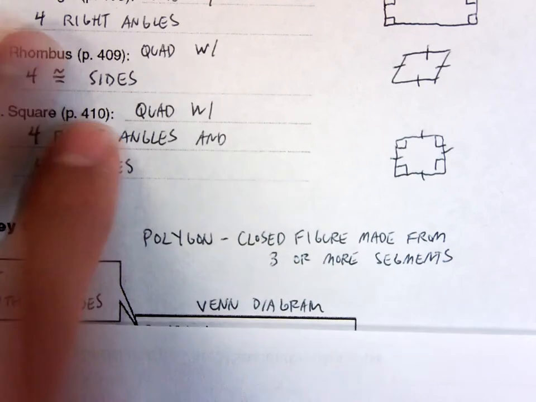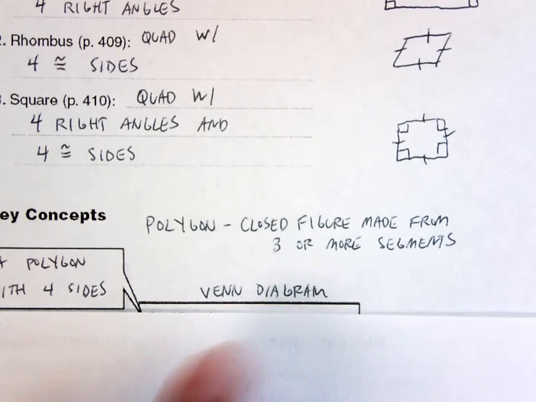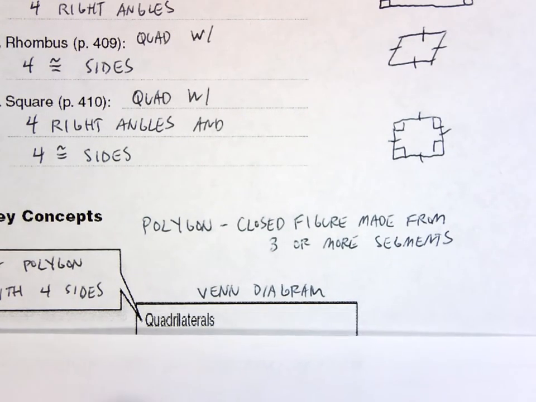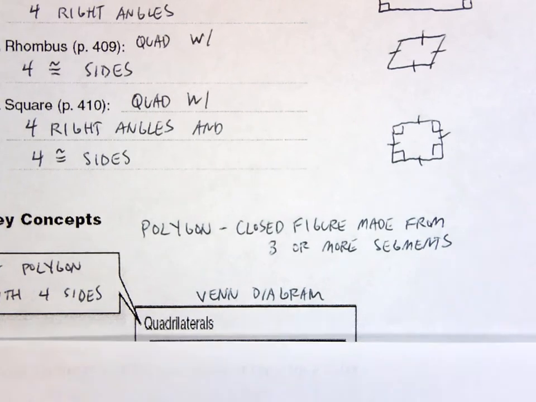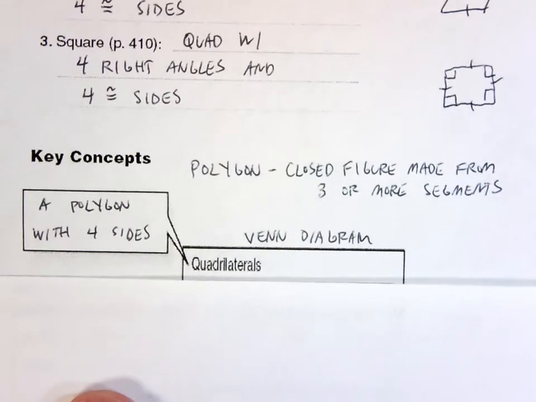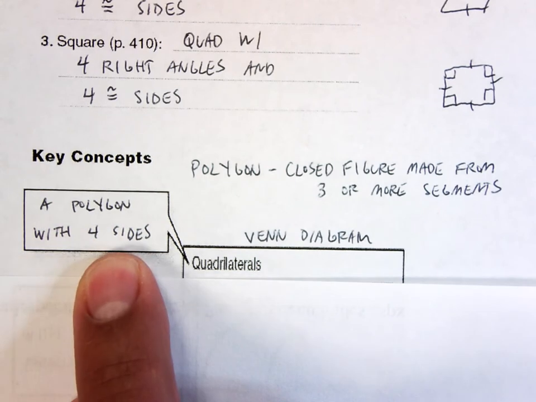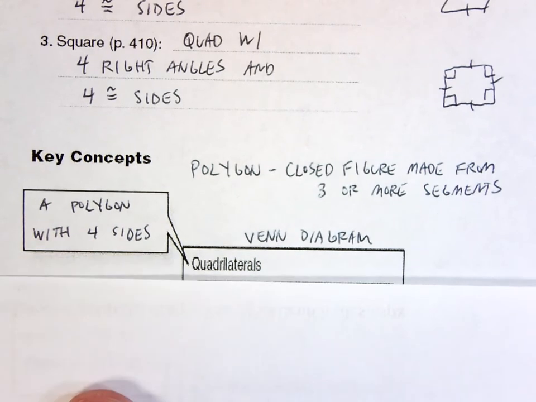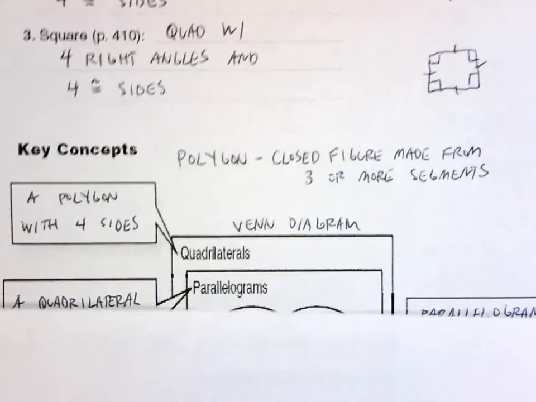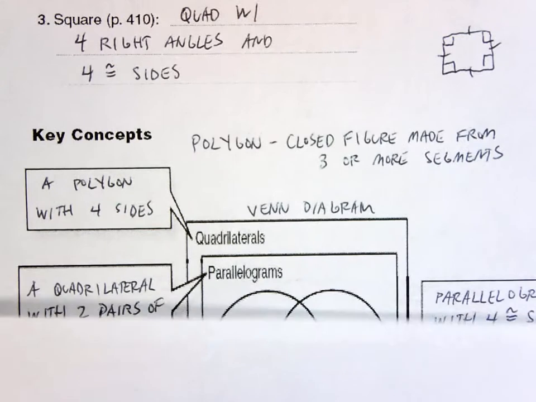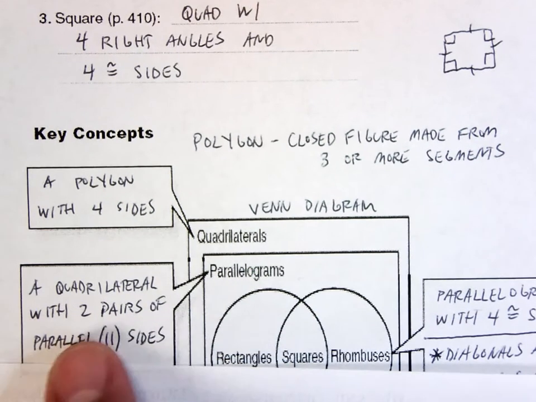I call this a Venn diagram. It sort of nests out the big thing: all of these are quadrilaterals. Everything that we are talking about is a quadrilateral. And all a quadrilateral is, is a polygon with four sides. Within quadrilaterals, we have parallelograms. What is a parallelogram? We've talked about that. It is a quadrilateral with two pairs of parallel sides.